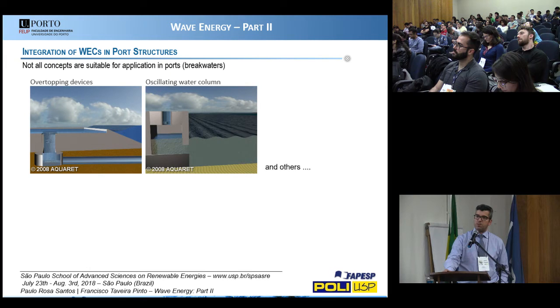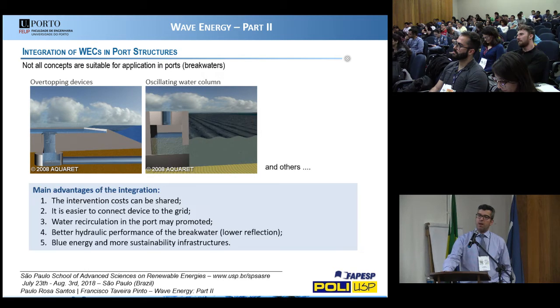The main advantage of this combination, the combination of wave energy converters with breakwaters, is that the intervention costs can be shared. So if you are going to build a structure to protect the harbor, you can take advantage of that and, by somehow an extra expense, integrate the wave energy converter in that structure. In addition, in this case, you have the grid nearby, because you have the grid of the port. So you can adapt the grid to receive that energy. You may also promote water circulation in the port.